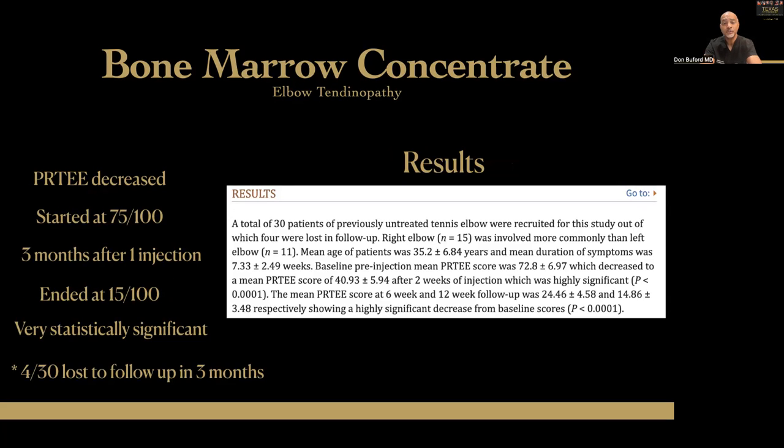It runs up to 100, where if someone's 100 out of 100, that means their elbow needs to be cut off because they're in mortal pain. And so these patients came into the study with a score of 75, which is bad. 3 months after this single injection of bone marrow concentrate, their end score was 15 out of 100, which is good. 0 is a normal elbow. And these results were highly statistically significant.